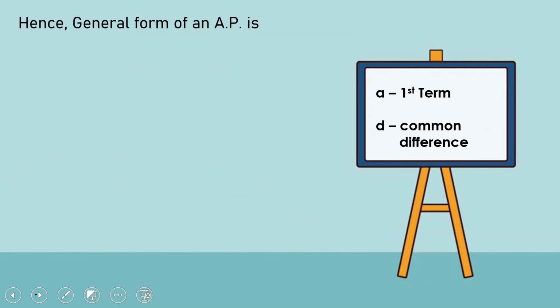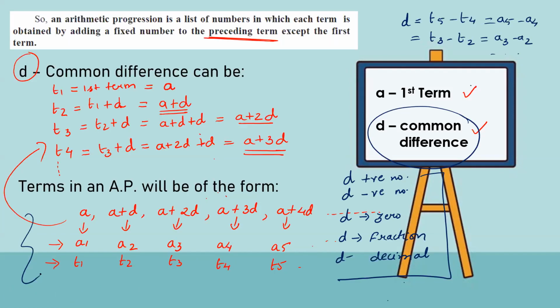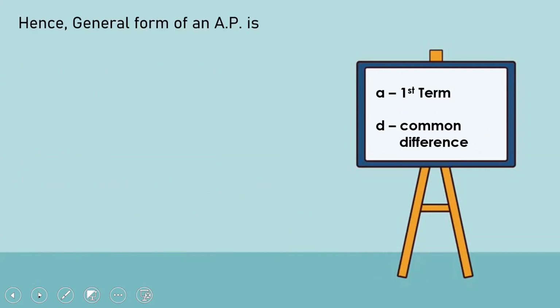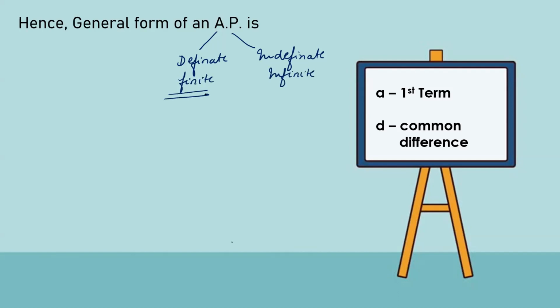Okay, so as we saw over here, these were the general terms. The terms in an AP will be of this form. Now we come to the general form of an AP. One more thing to tell you over here: an AP can be of two types. One is a definite AP, and another is an indefinite AP, or we also call it finite AP or infinite AP. When we say finite, it has a fixed number of terms.